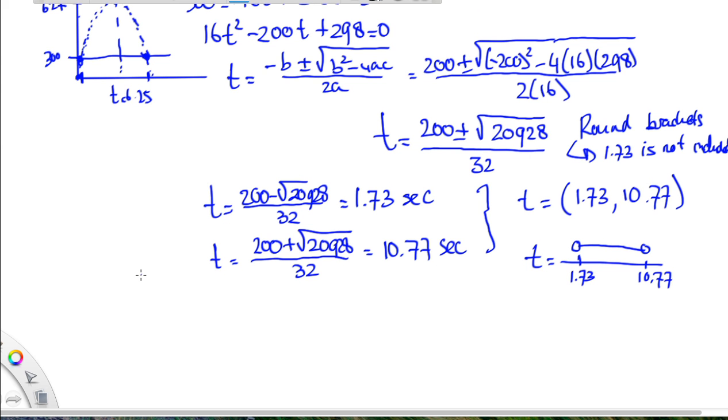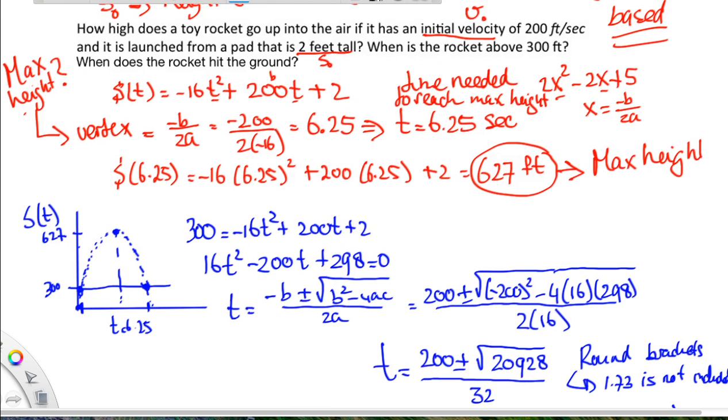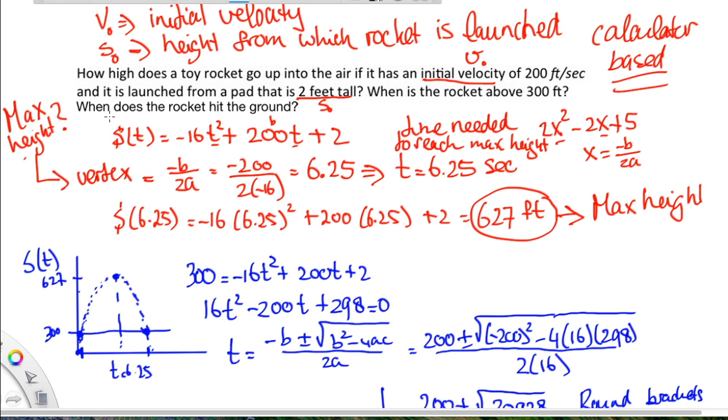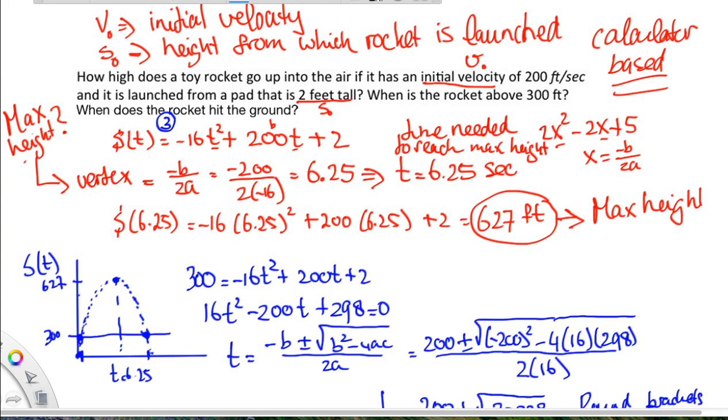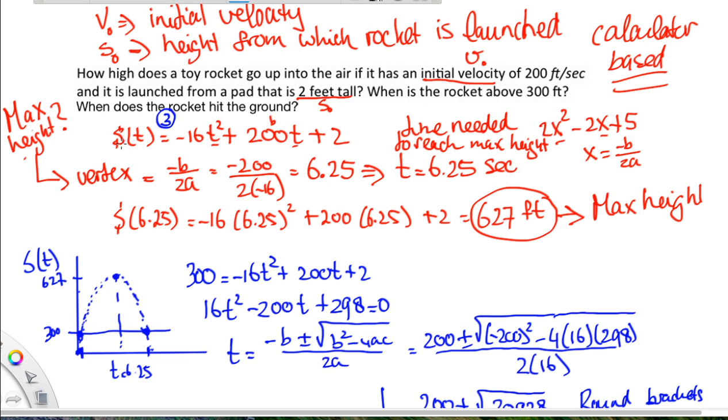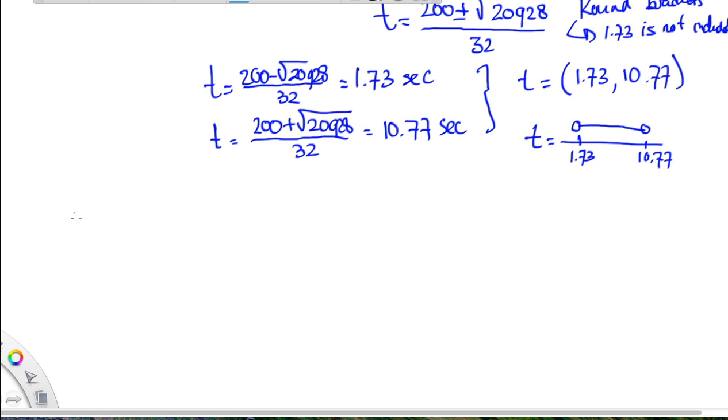Okay, there's actually a third question. The third question says, when does the rocket hit the ground? So there's question number 3. The rocket hits the ground after a certain amount of time. It starts at 0 and then it comes back. So the model here is the distance above the ground. Well, when the rocket is on the ground, the distance above the ground is 0. So we're actually being asked to solve this.